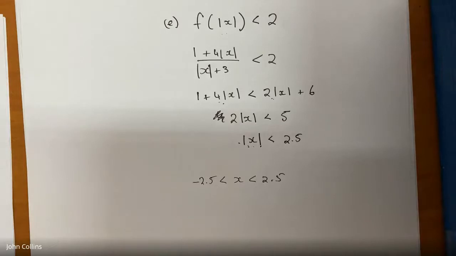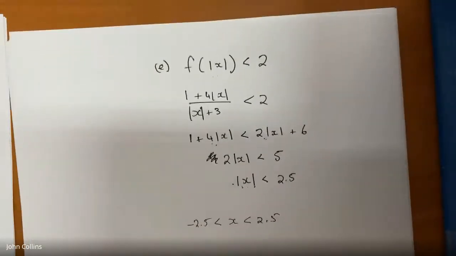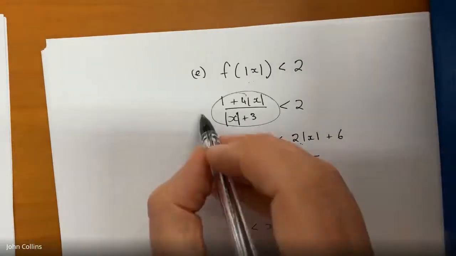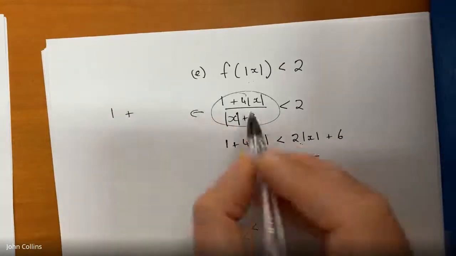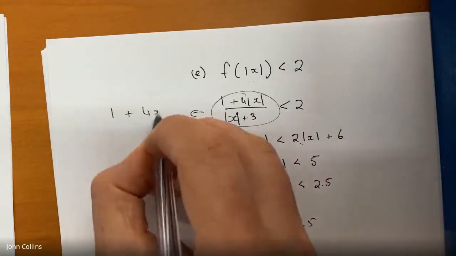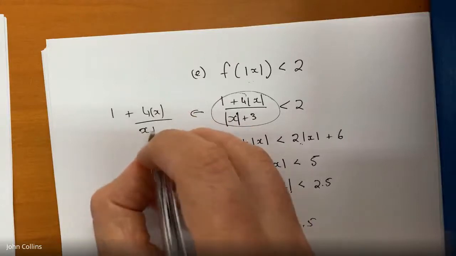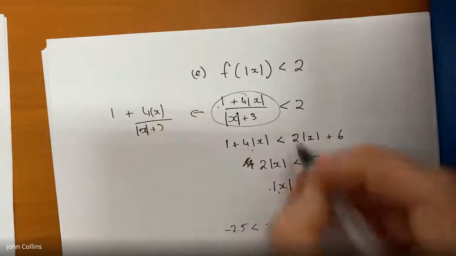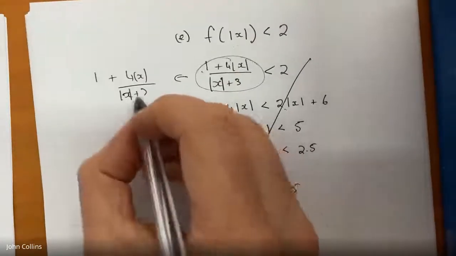No, I have made a mistake. Where's my mistake? Oh, I knew there was something wrong. I wrote this wrong. That would be the right answer for that one. 4x over x plus 3 like that. The plus 1 is not divided, so I knew there was a mistake. So scrap that for a second. Let's do that again.